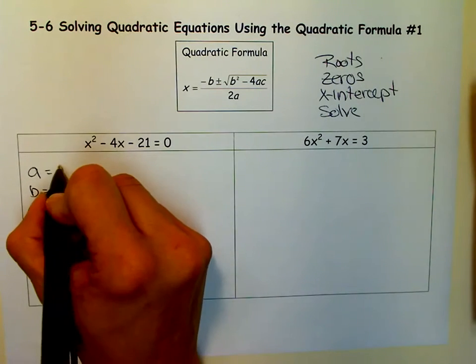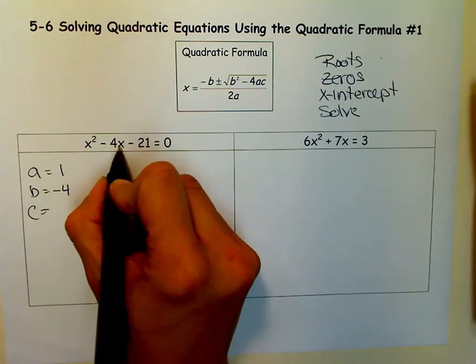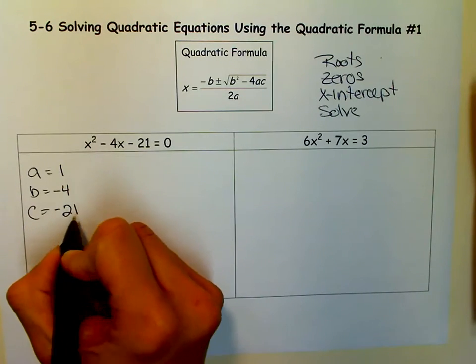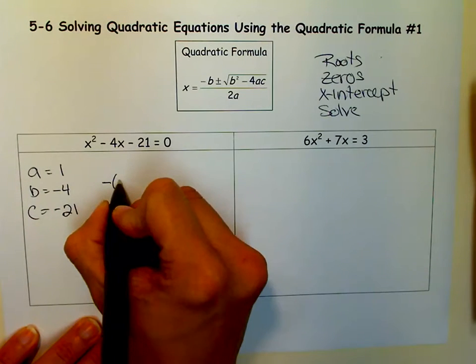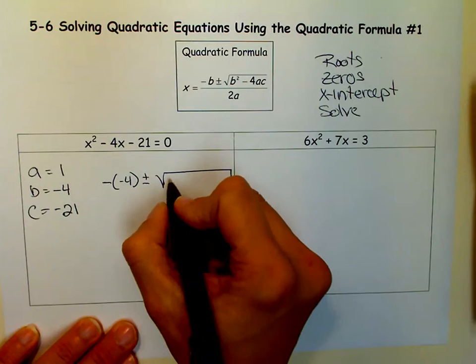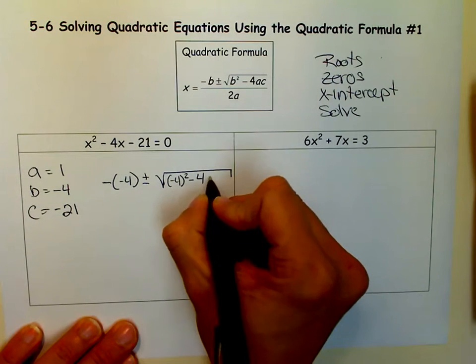Remember, A is the coefficient of the x squared term, or the quadratic term. B is the coefficient in front of the x. And C is our constant term. And then we use our formula. So we say the opposite of B plus or minus the square root of b squared minus 4ac.